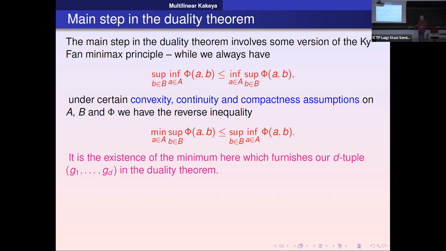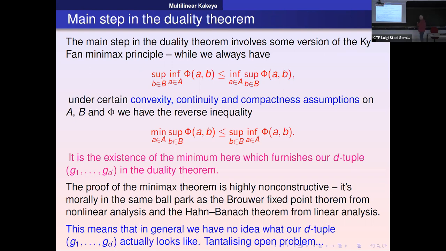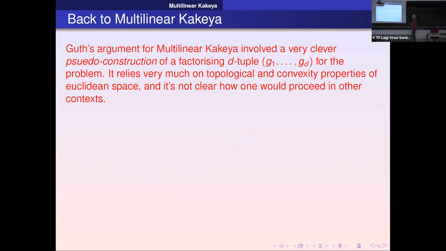Okay, so the proof of this minimax theorem is non-constructive. It's morally the same ballpark as the Brouwer fixed point theorem and the Hahn-Banach theorem. So you don't know how to do this constructively. And at the end, I've got a question which relates to a very specific case of the application of this duality theorem, and which I hope one or more of you might be interested in looking at. Okay, a tantalizing open problem at the end.